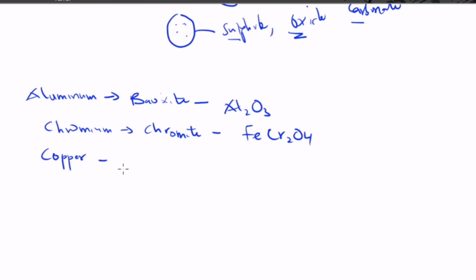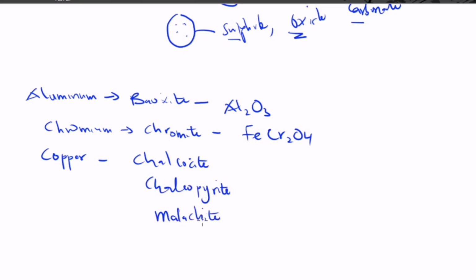Now let's talk about copper. With copper, we have chalcocite, chalcopyrite, and malachite. Their chemical compositions are Cu2S for chalcocite, chalcopyrite is Cu with pyrite, and malachite is CuCO3 with Cu(OH)2. Then we come to iron.